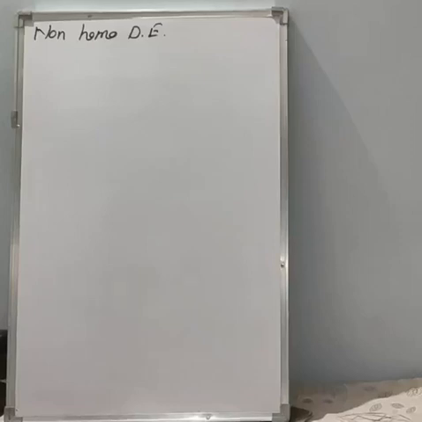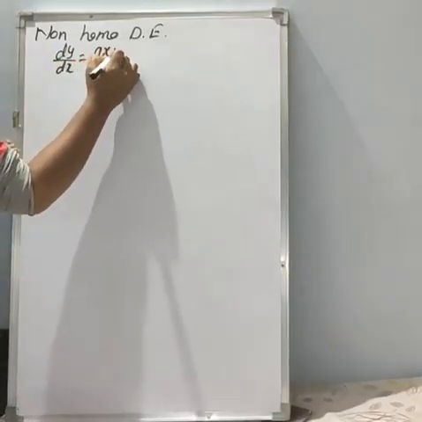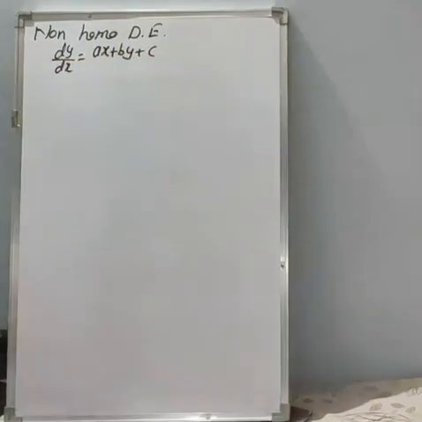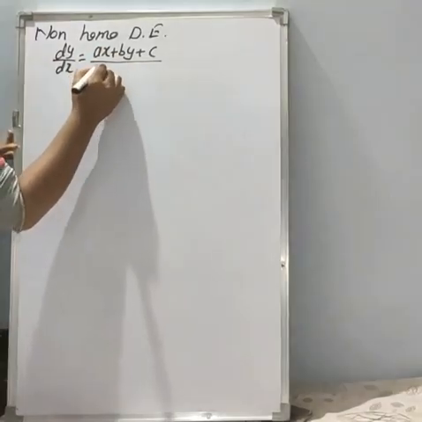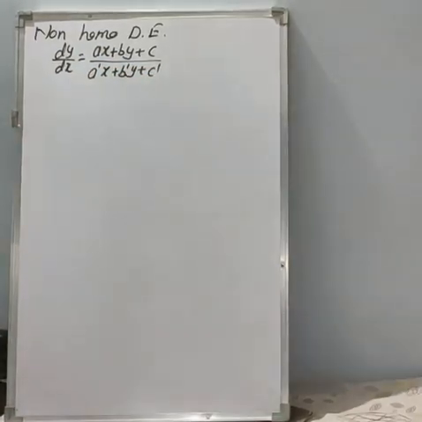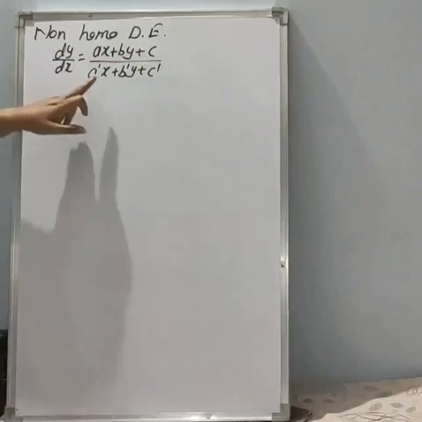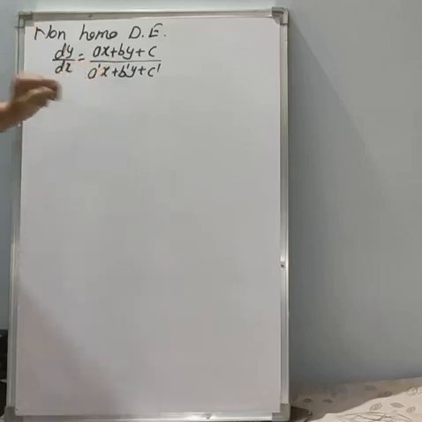Hello everyone. So in this class we will see what is non-homogeneous differential equation and how to find the solution of non-homogeneous differential equation. Okay. So an equation of the form dy by dx is equal to (ax plus by plus c) divided by (a dash x plus b dash y plus c dash), where a, b, c and a dash, b dash, c dash are the constants and x, y are the variables.